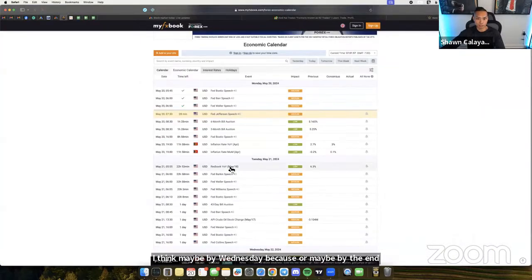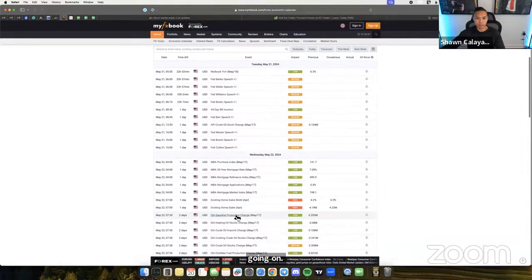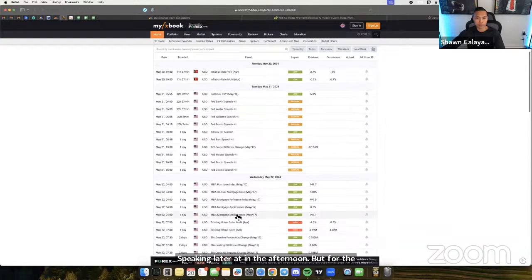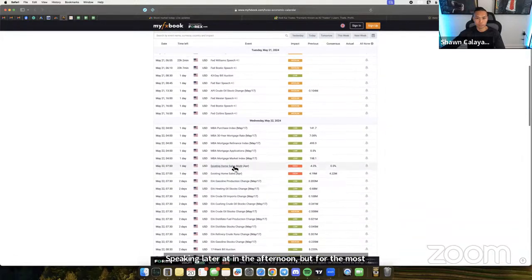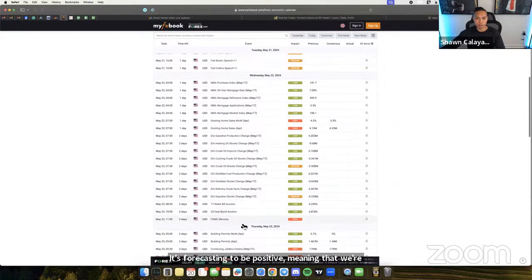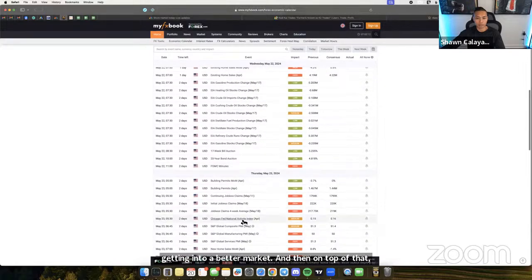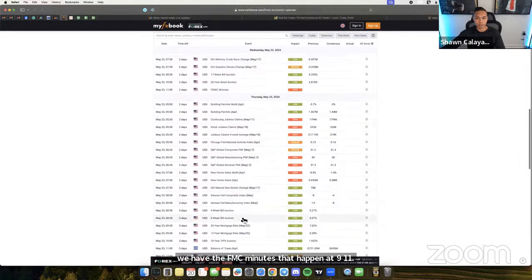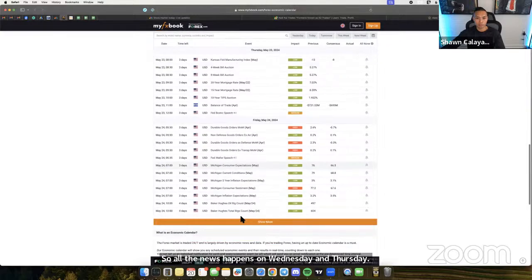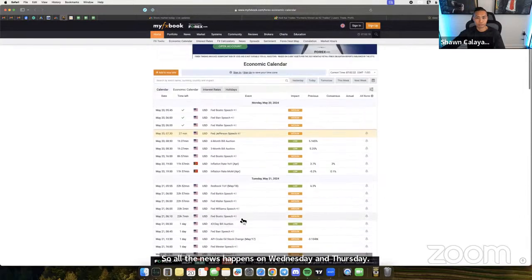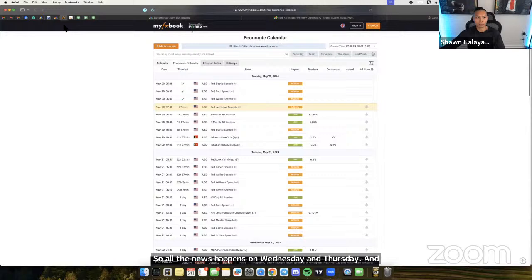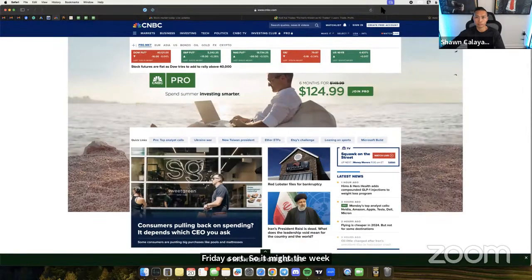Looking at the news calendar for today, there's not really much going on. Fed Bostic speaking later in the afternoon. But for the most part, the big news happens on Wednesday. We have existing home sales. It's forecasted to be positive, meaning that we're getting into a better market. And on top of that, we have the FOMC minutes at 11. So all the news happens on Wednesday and Thursday and Friday, sort of. So the week might drag on a bit before we get to those news events.